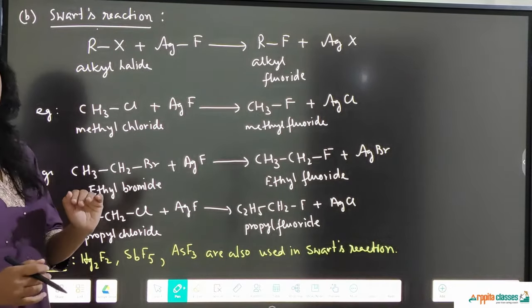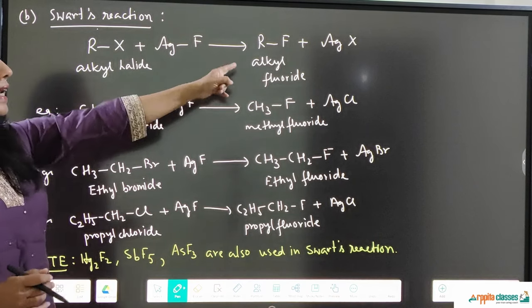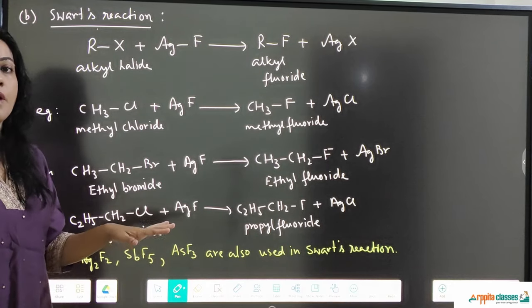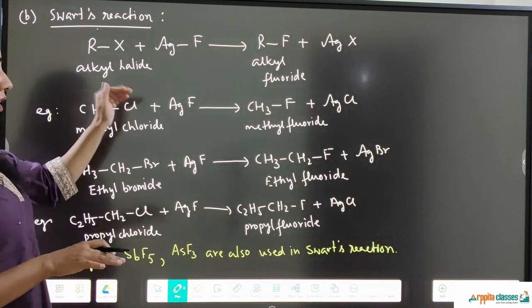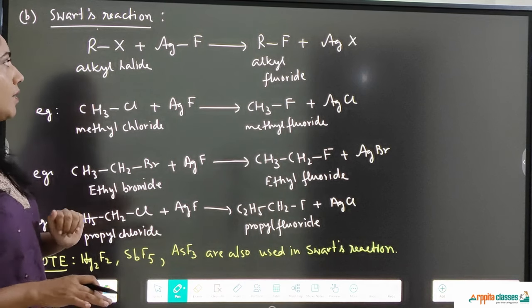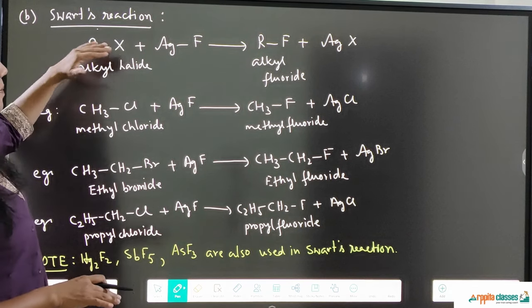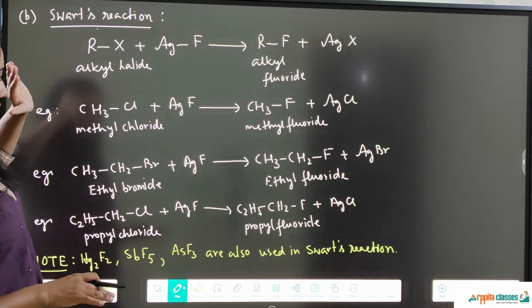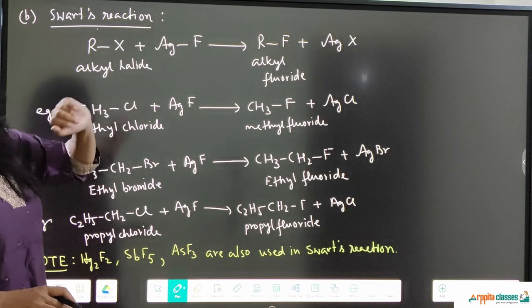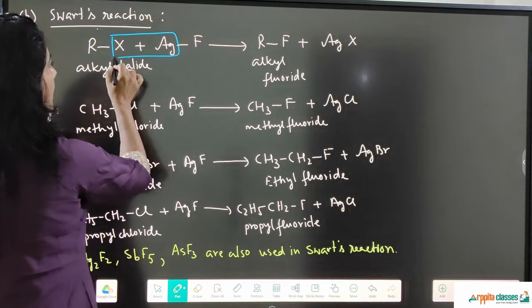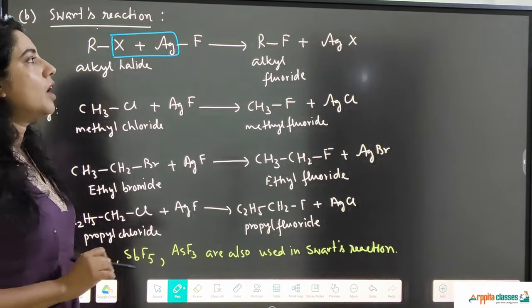This is also a similar type, where we are going to produce alkyl fluoride. This is the first method where we produce alkyl fluoride; so far we have not produced alkyl fluoride at all. Our substrate is again RX, where X can be chlorine or bromine. You treat it with AgF, AgX comes out, and you get RF, which is your alkyl fluoride.